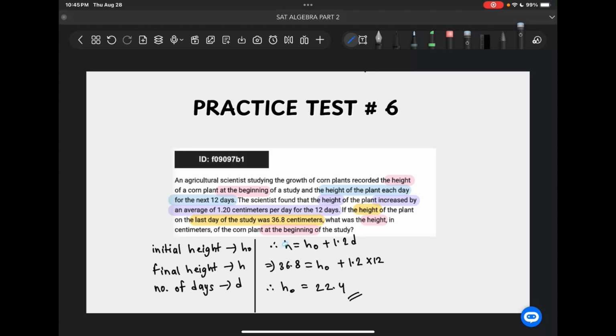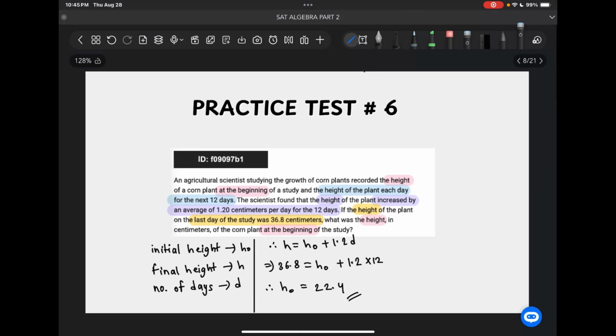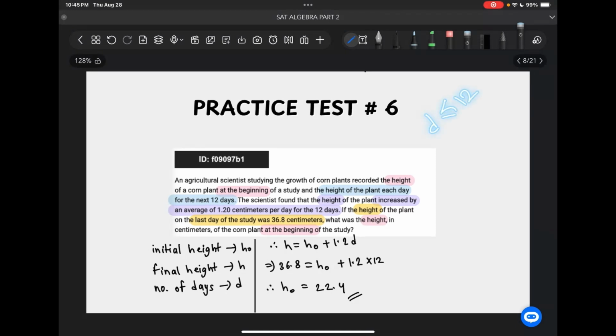Now the final height is going to be equal to the initial height plus 1.2d. Because they are saying the height increases every single day for the next 12 days. So in this case d is going to be less than or equal to 12. Now we know the final height, they are saying the last day the height was 36.8 centimeters. So we can plug in 36.8 for h, and the last day means basically the 12th day. So we can just plug in 12 as our d, and from here we can get the value of the initial height, which is 22.4.